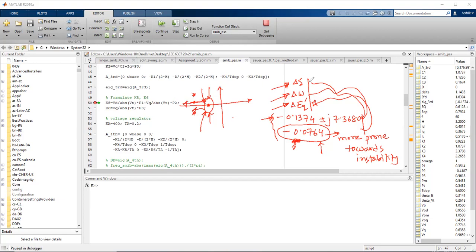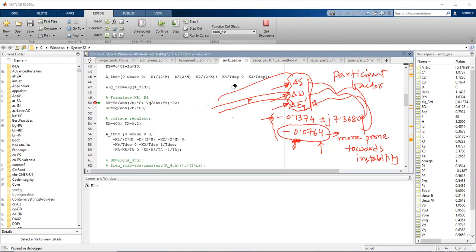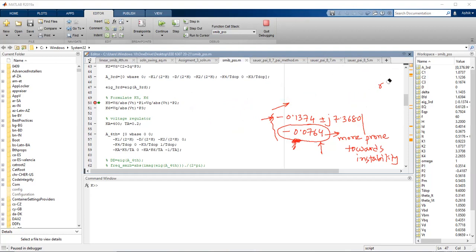So for that, you have to identify which of the states is linked more with this eigenvalue. Is it del delta? Is it del Eq prime? Or is it del omega? The participation factor helps us to understand that phenomenon, or to understand that relation. Participation factor is nothing but you just calculate the eigenvectors for your A matrix. And there are actually two of them. One is left and one is right.